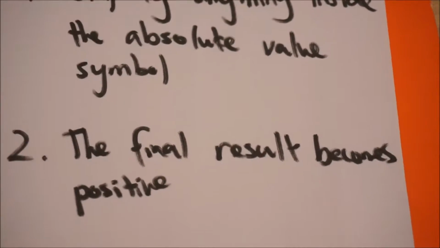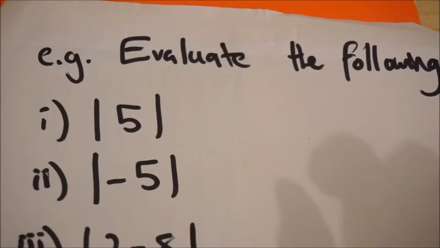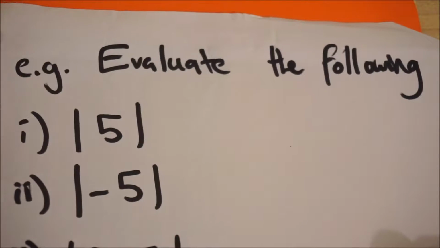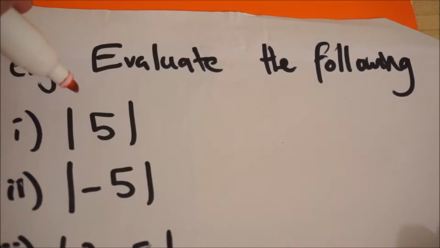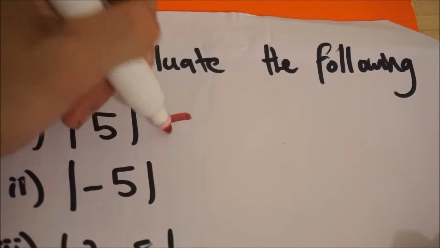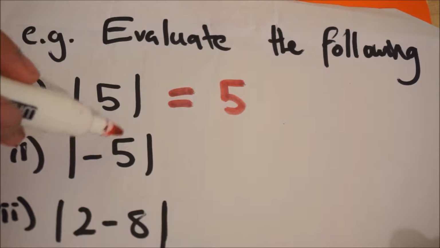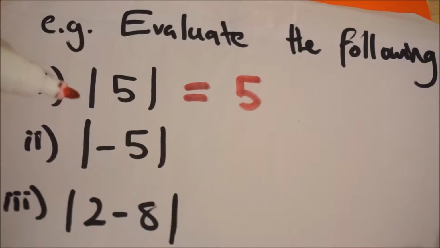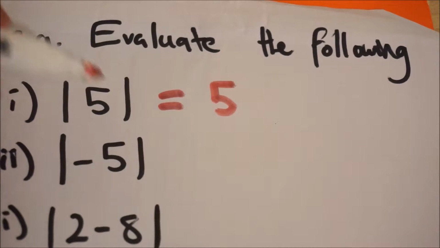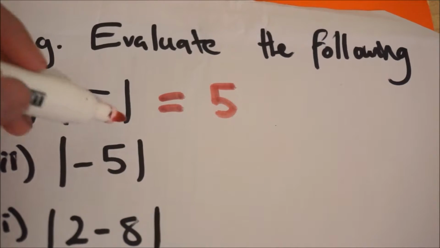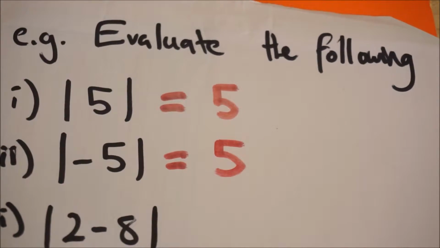Let's look at examples to see what I actually mean. If we want to evaluate the following, I've got the absolute value of 5. 5 is already fully simplified, and then I want to make sure that the final result is positive. 5 is already positive, so my answer is just 5. We've got negative 5 here now. This is already simplified, but it's a negative number, it's less than 0. The absolute value symbols mean that I want to make sure that the final result is positive after I've applied them. So this is just going to become 5.